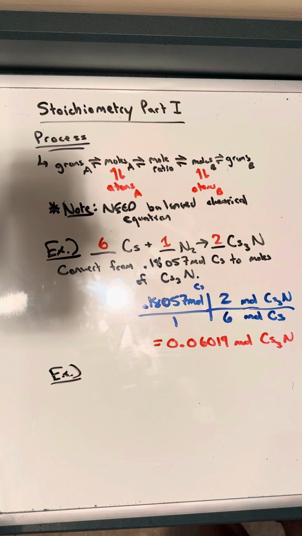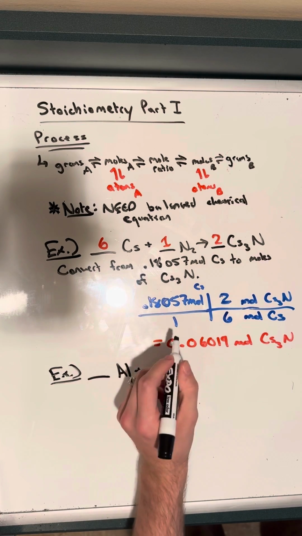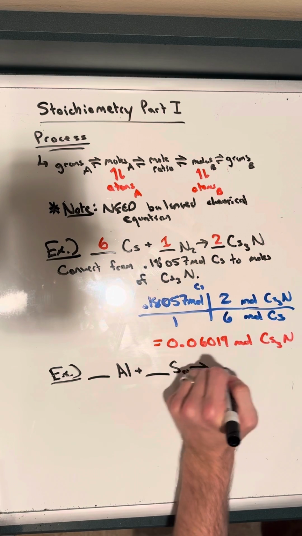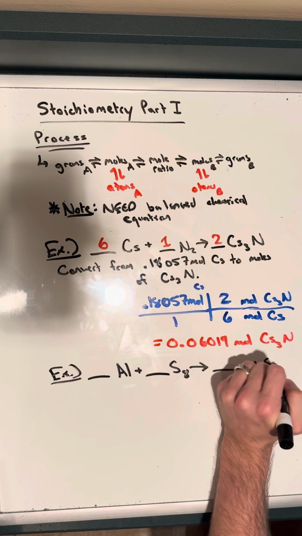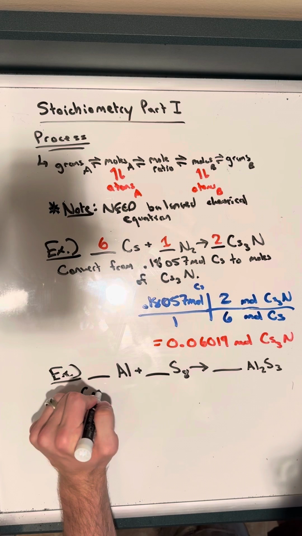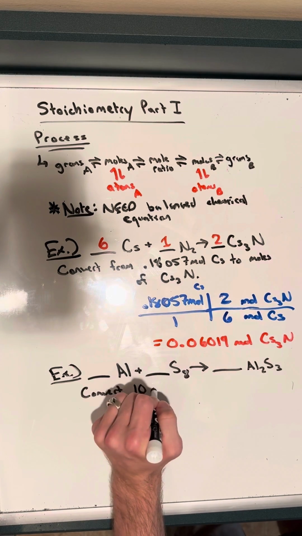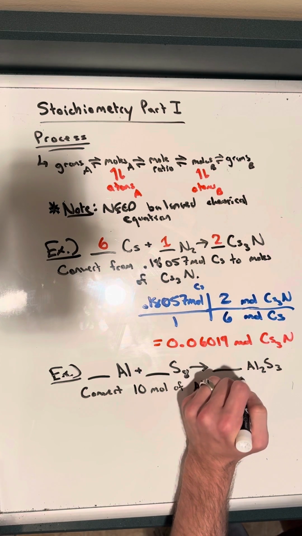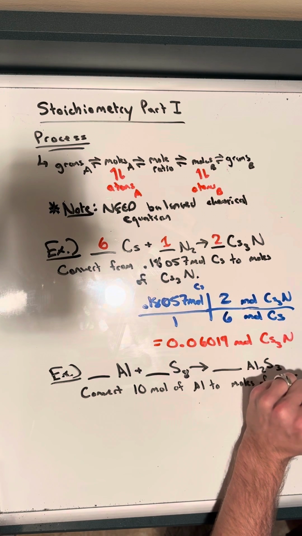So I'm gonna write up one more example, same exact idea. This time I'm gonna make it just a little bit more complex. I mean, I can't really make it more complex. Stoichiometry is kind of just this way, but I can add more steps, and I will in future videos. So for the second problem, we are going to convert 10 moles of aluminum to moles of aluminum sulfide.